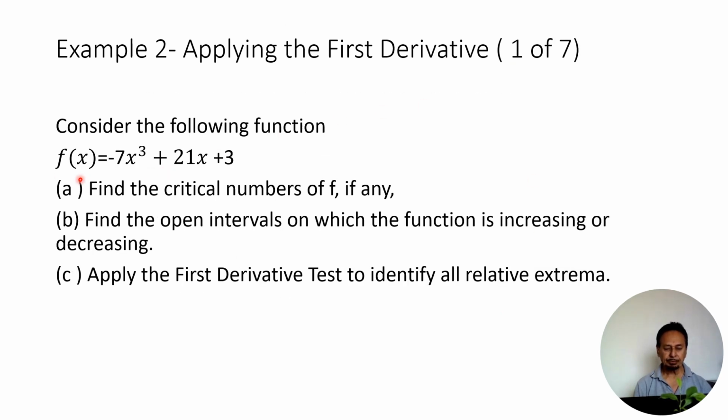So now consider this function f of x equal to minus 7x cubed plus 21x plus 3. So let's find the critical numbers of f, if any. Find the open intervals on which the function is increasing or decreasing, and then apply the first derivative test to identify all relative extrema.